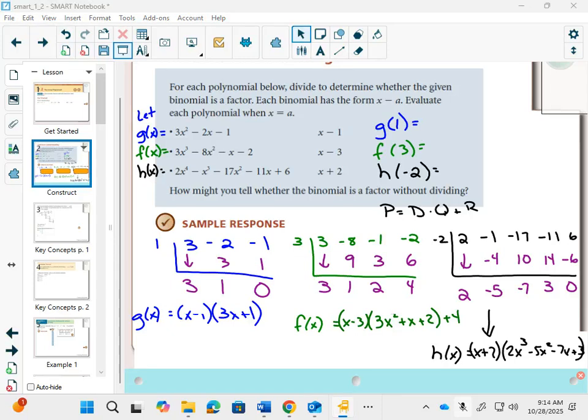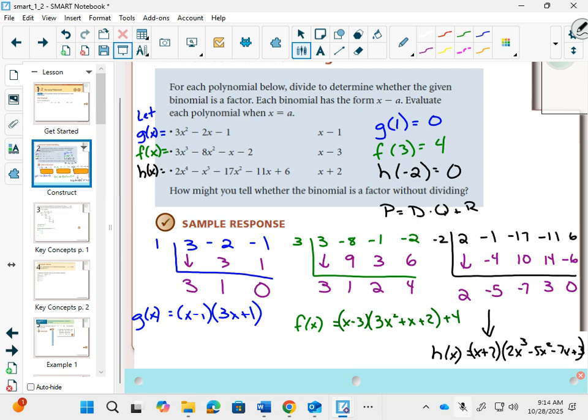All right, when you plug in 1 for x, did you get 0? In the green one, when you plug in 3 for x, a little bit more mental math to do, did you get 4? And in the black one, when you plugged in negative 2, lots of mental math to do on that one, did you get 0? And how are those answers related to what we found in our synthetic division?